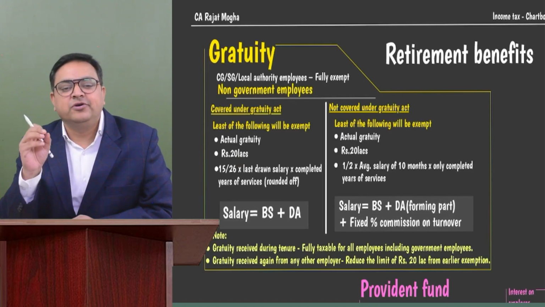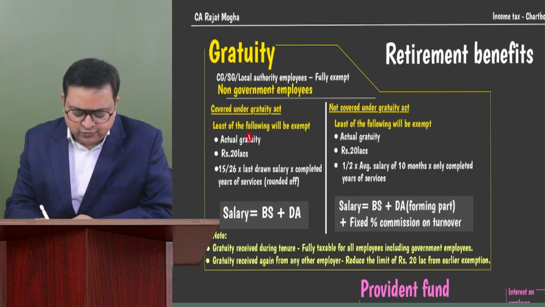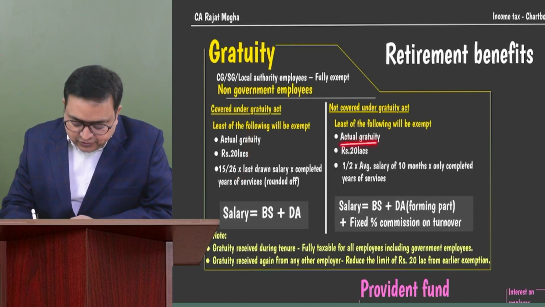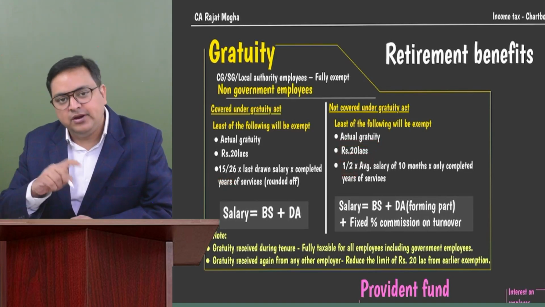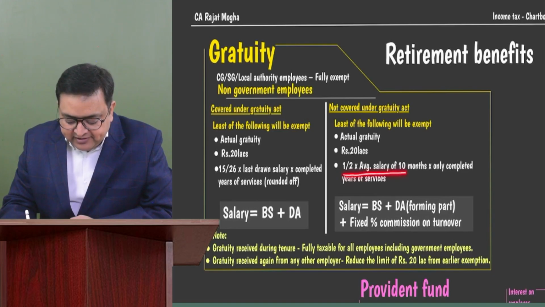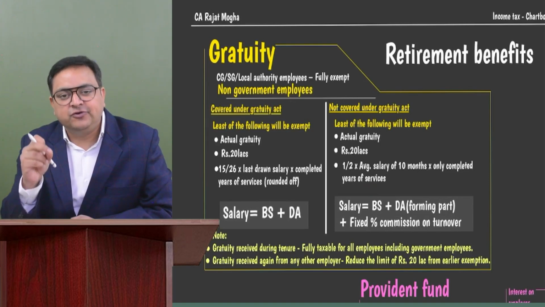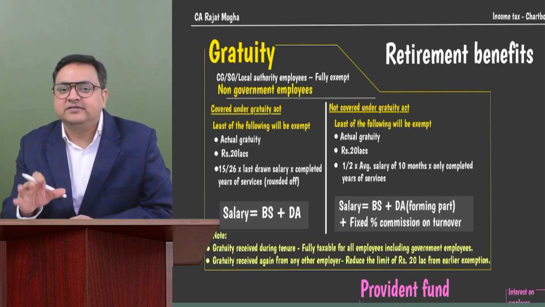If your question says the person is not covered under the Gratuity Act, it is quite similar. Only the last limit is changed. Actual gratuity received or rupees 20 lakh, or where you were taking 15 by 26, here you will be taking 1 by 2 into average salary of the last 10 months and only completed years of service. That is, if this person has worked for 30 years, 11 months, you will take only completed years, that is 30 years only.